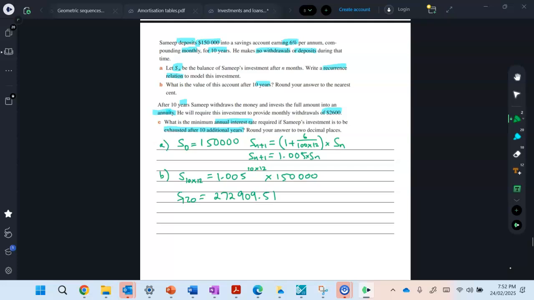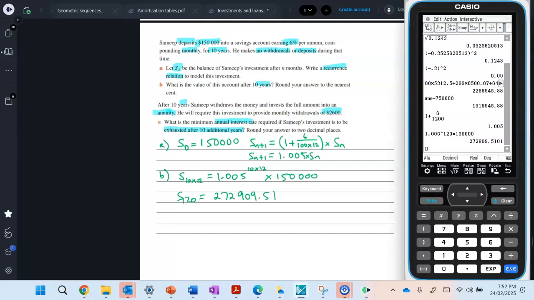So quite a high interest amount, not adding any extra repayments, just purely getting the interest. So if we wanted to work out the interest, not that this question asks us, you can just take away the initial deposit and that's how much interest was earned. So $122,909.51 interest over 10 years, which is pretty good. All right, so let's say when you were born, you were gifted $150,000, and then when you were 10, that's how much you get, which is pretty cool.